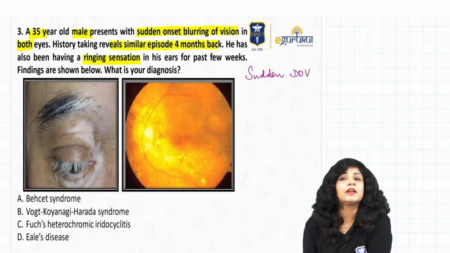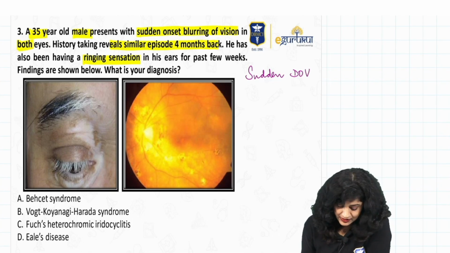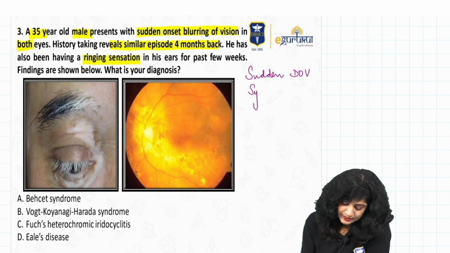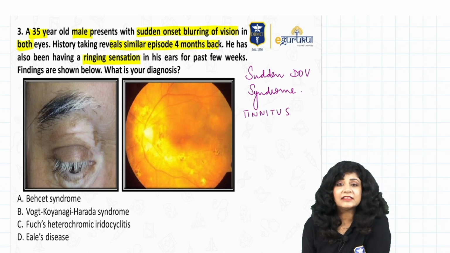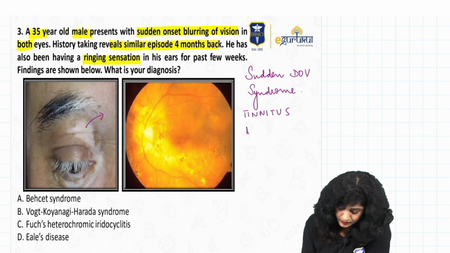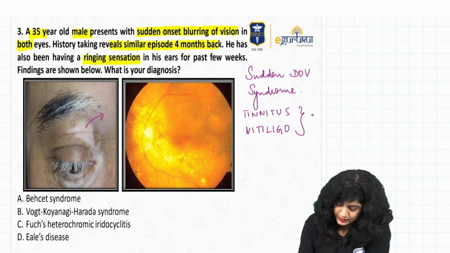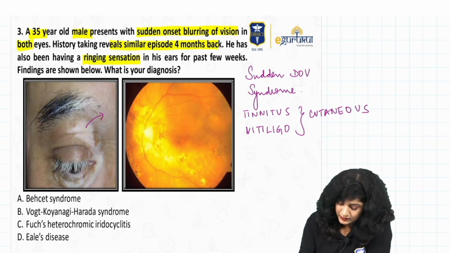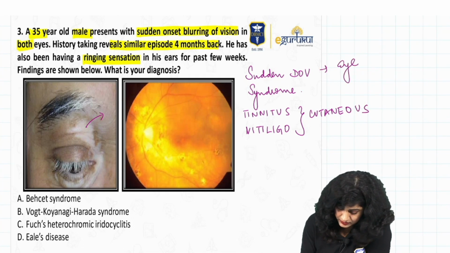So you are thinking of some acute thing. Then we have some syndrome because there is a similar episode 4 months back also. Then we have got tinnitus because ringing sensation is there. Findings are also given below. So you can see this one. This is your vitiligo. We have hypopigmented patches. So these are your cutaneous things that we are having. Cutaneous involvement. We also have the eye involvement.